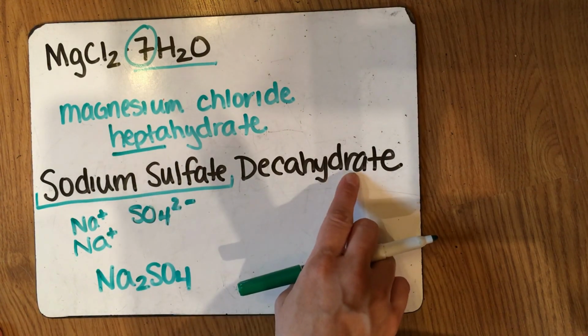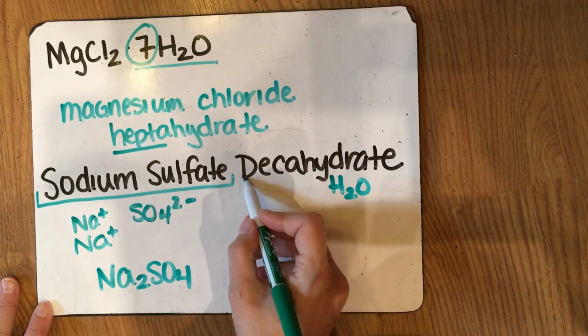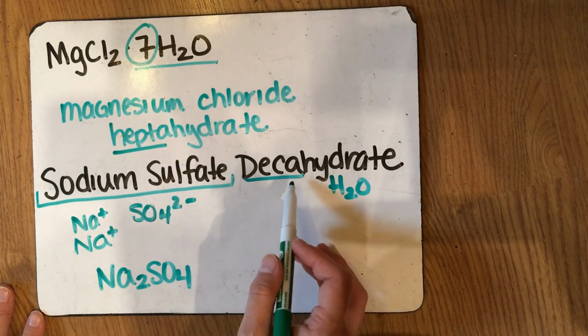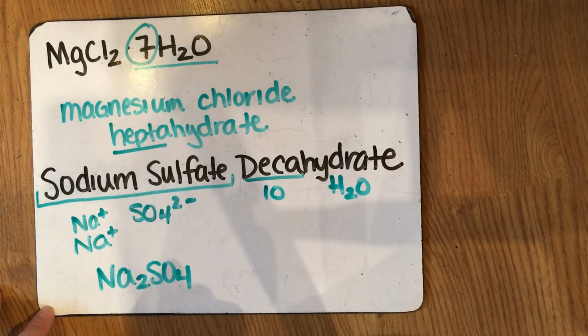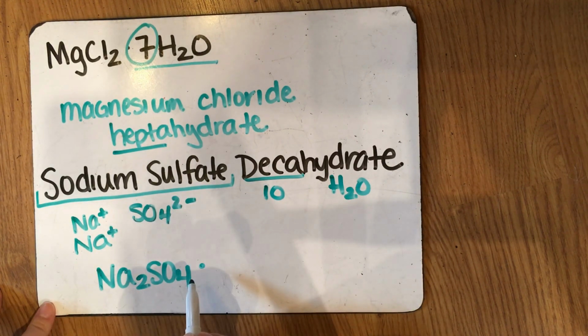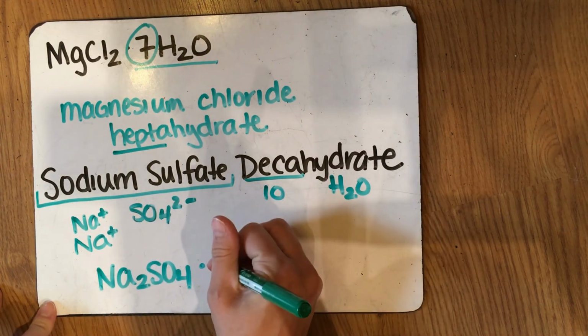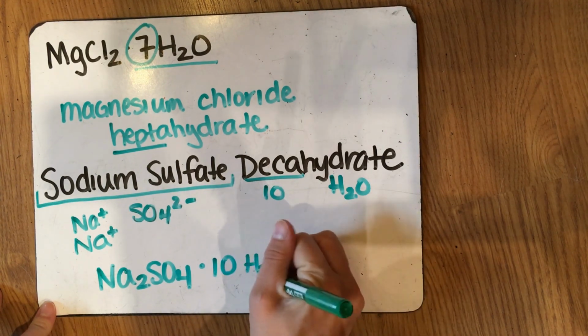Now on to the part about the hydrate. Remember, hydrate means H2O, and the prefix is the number. Deca, like decade, is 10. And so we would write a dot after our ionic compound. We'd put 10 and then H2O.